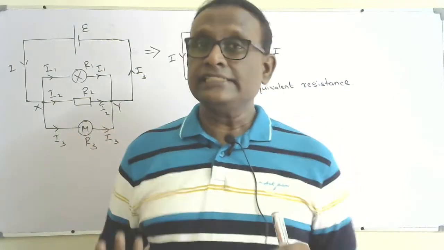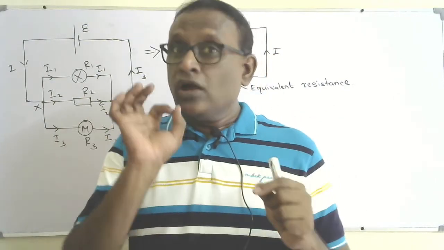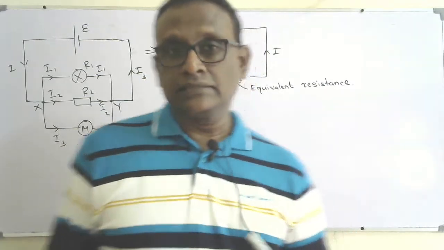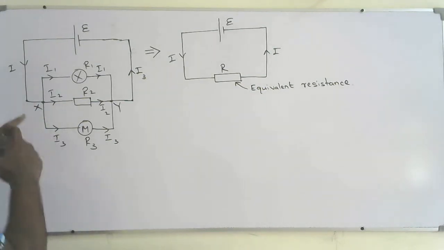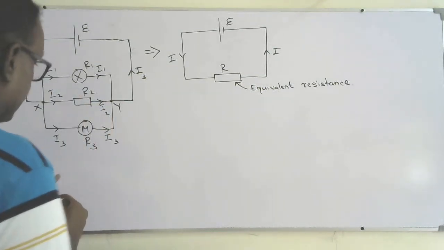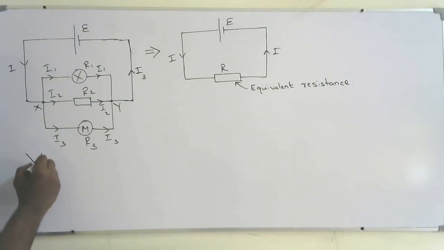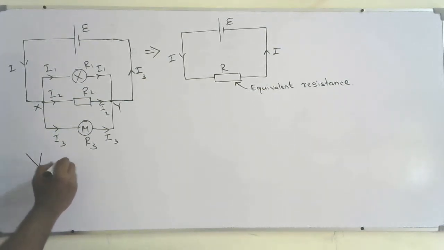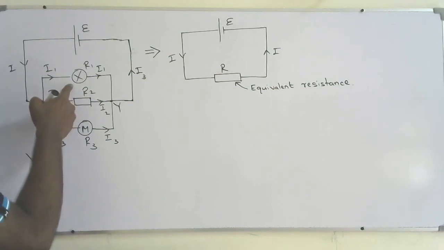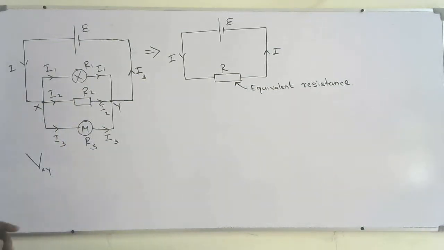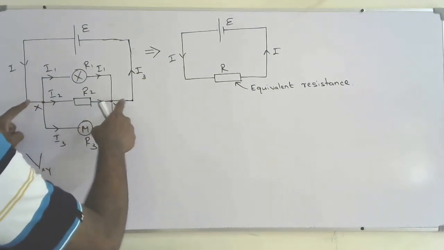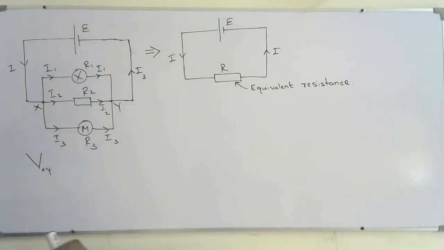There is no change in voltage because of the wire. Wire has no resistance. So these three components are connected in parallel, and the voltage across them will be the same as the voltage across the junction XY. So if I say the voltage across the junction VXY, that will be the voltage across the bulb, the voltage across the resistor, and the voltage across the motor. But in this circuit, the voltage across the junction is the same as the EMF.